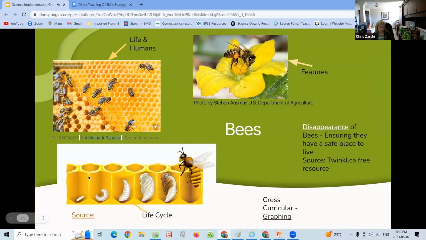So again, we talk about even what are the life cycles? What does it look like? What is happening in the hive? How do I know which one turns out to be a queen? How do I know which one turns out to be a worker? Kids are fascinated by that. If you have somebody that raises bees or has hives that you can go see, that's even better. Take them out there.